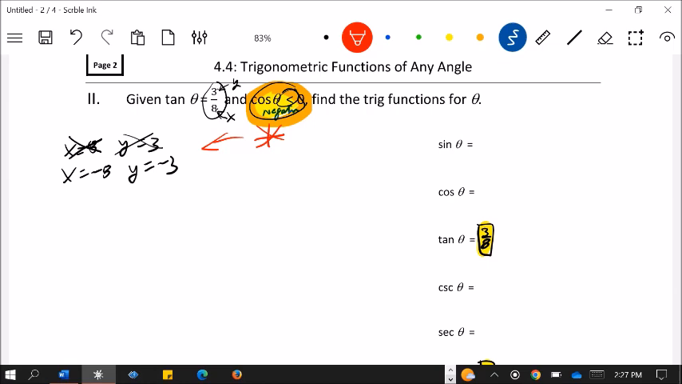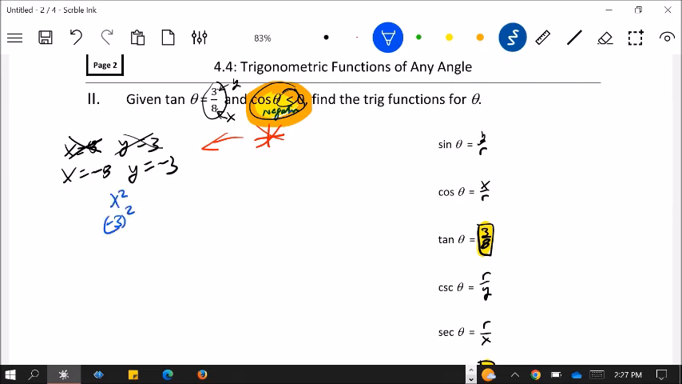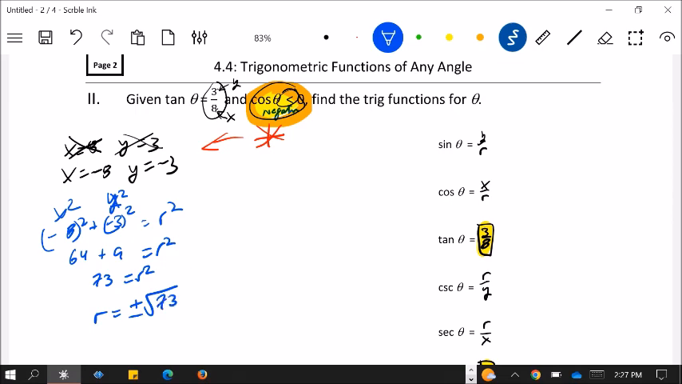Now, in order to do the other 4, sine, cosine, cosecant, and secant, we need to know what the r is, because the sine is y over r, the cosine is x over r, and these are the reciprocals, r over y and r over x. So we didn't know what r is. So -3 squared, oh, that's y squared. Well, we'll put 8 squared here, -8 squared. So it's x squared plus y squared equals r squared. 64 plus 9 is r squared. 73 is r squared. R is equal to plus or minus the square root of 73.